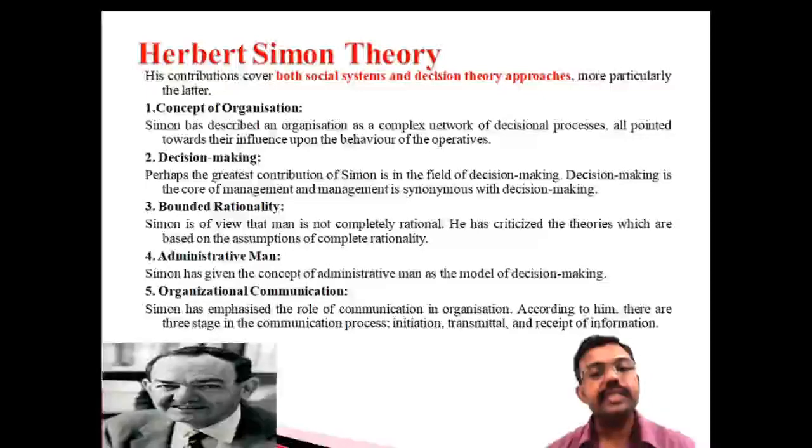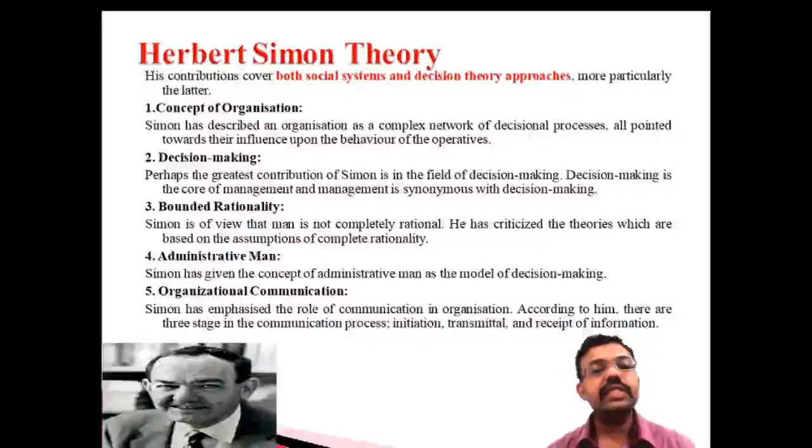And the fourth one is the administrative man. The man is the most significant resource within the organization. Simon has given the concept of administrative man as a model of decision making. That means the decision taken by the man. The man is the most valuable resource within the organization, because the entire administration process is carried out by the man. So the man is one of the important elements. So one of the important principles is administrative man.